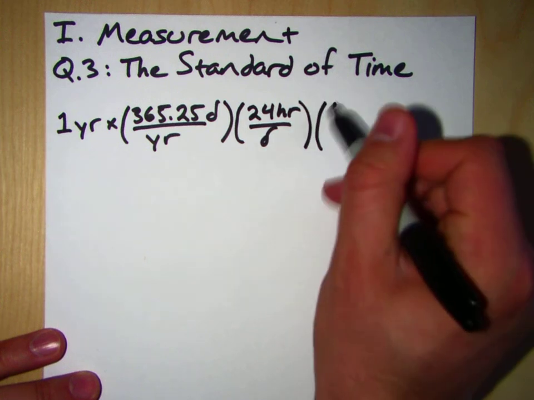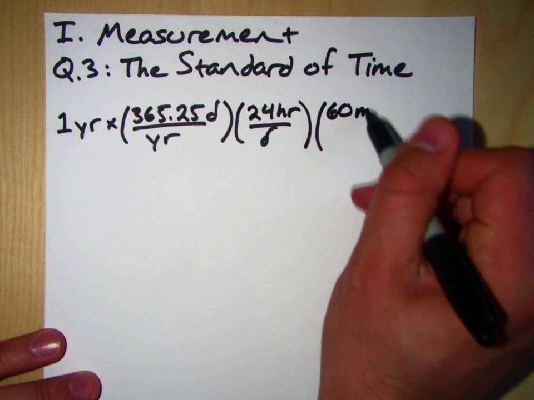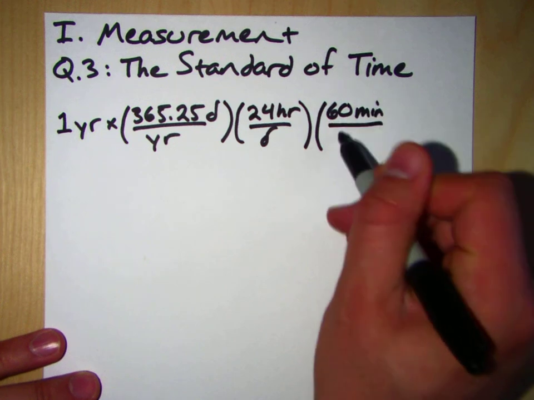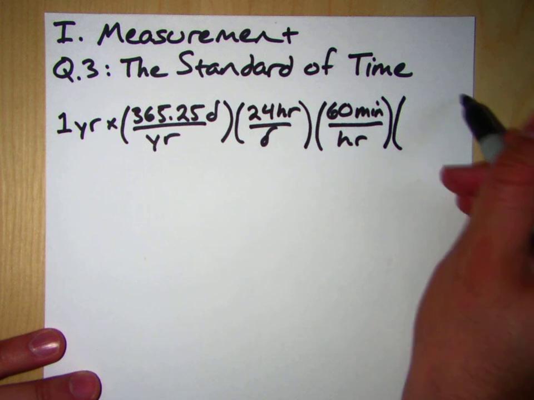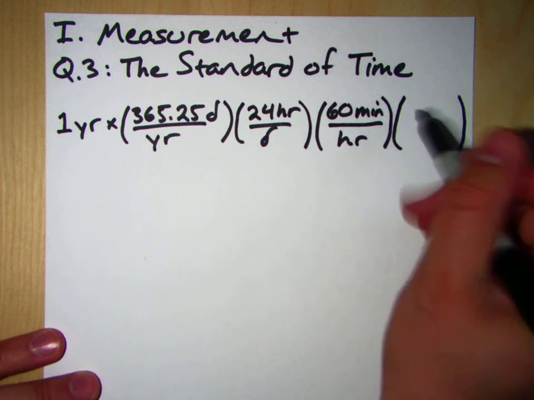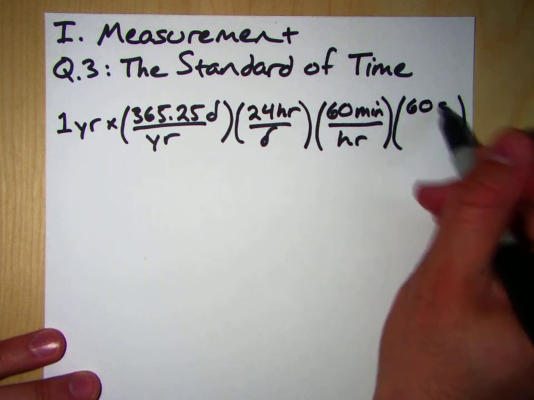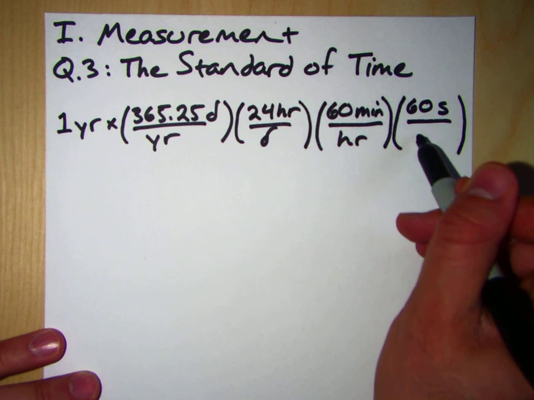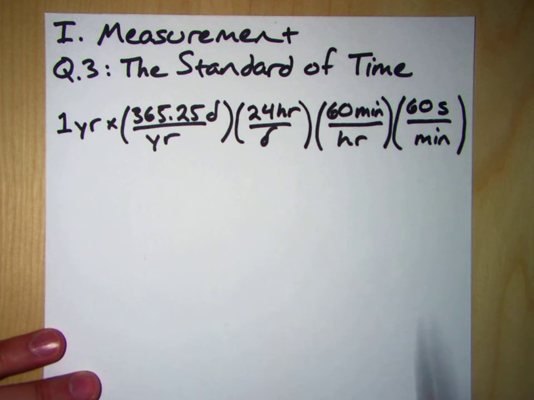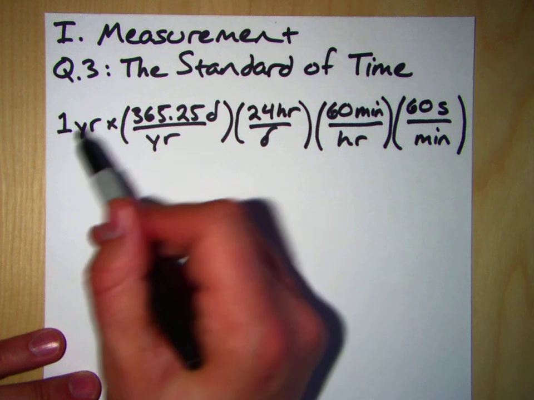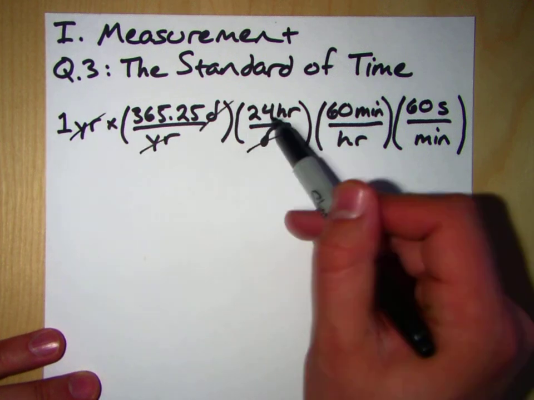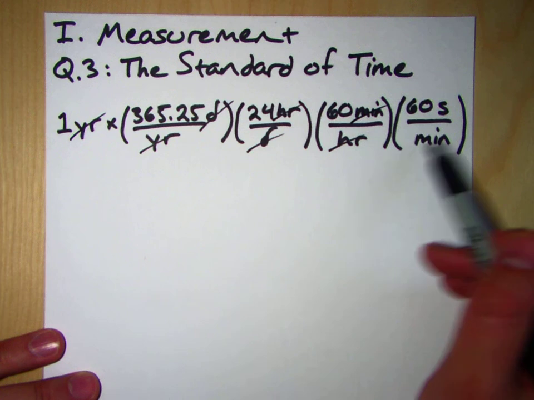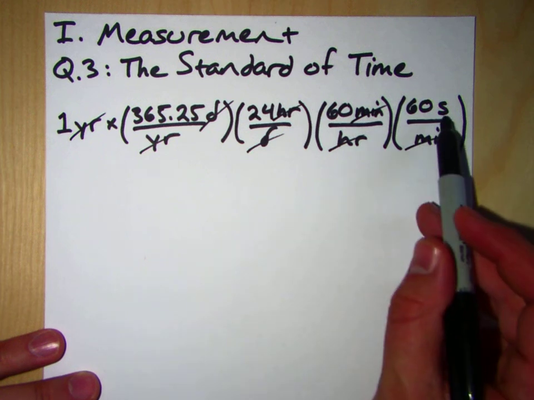Moving from hours to minutes, there are 60 minutes in an hour. And similarly, when we move from minutes to seconds, there are 60 seconds in a minute. So first of all, let's check to see that our units all cancel out appropriately. The years cancel with years, the days cancel with days, the hours cancel with hours, and the minutes cancel with minutes. And we're left with seconds.